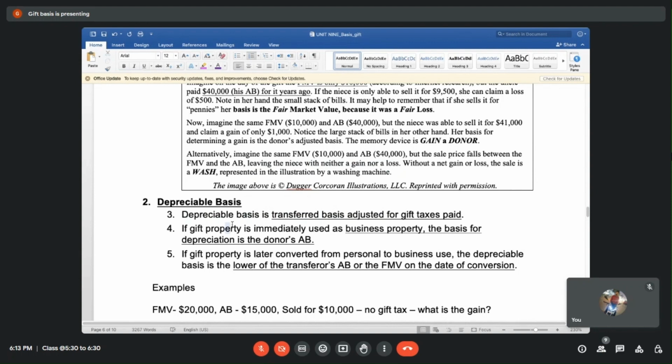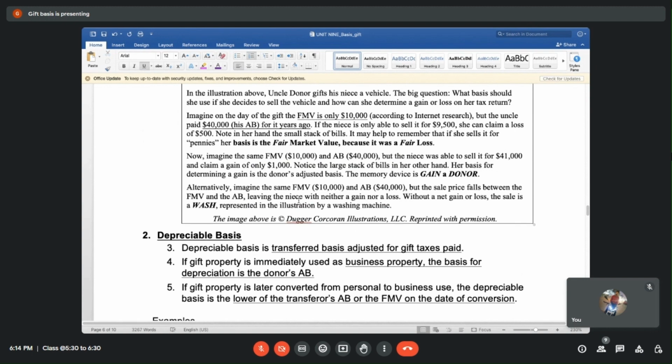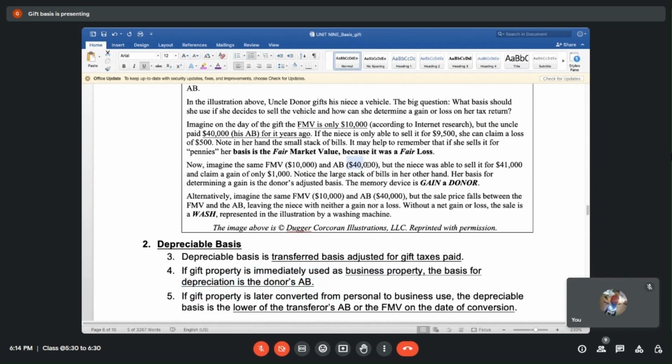If the gift property is immediately used as a business property, so imagine the niece is getting the car here, and the niece is running some business, and she says, well, this car could be my business property. Maybe she's going around doing some tutoring work, so the car is really required for her business. So that gifted property is immediately used as business property. The basis for depreciation is the donor's adjusted basis. So she can put $40,000, and every year she can claim depreciation on this $40,000.